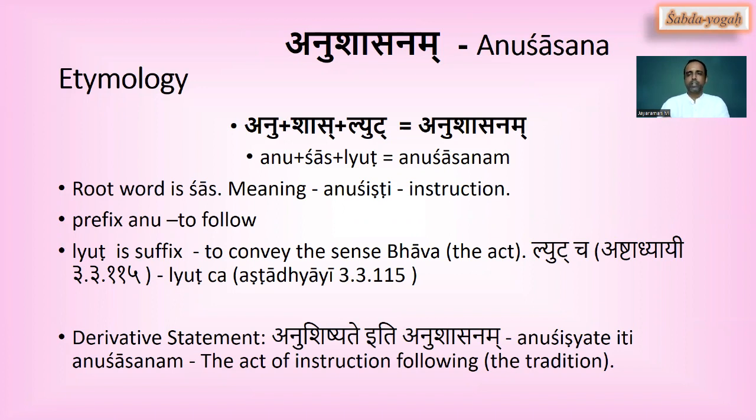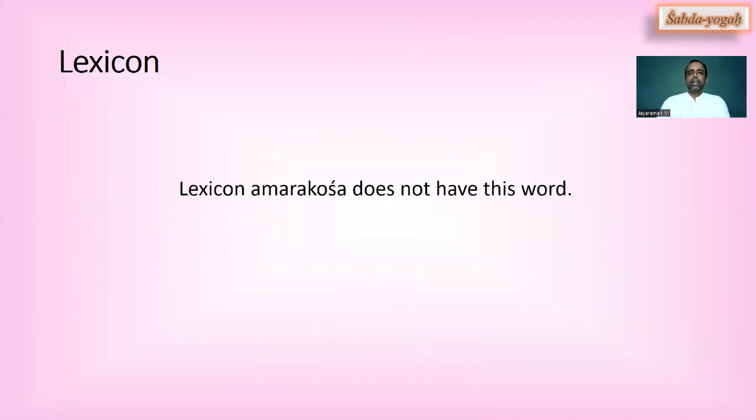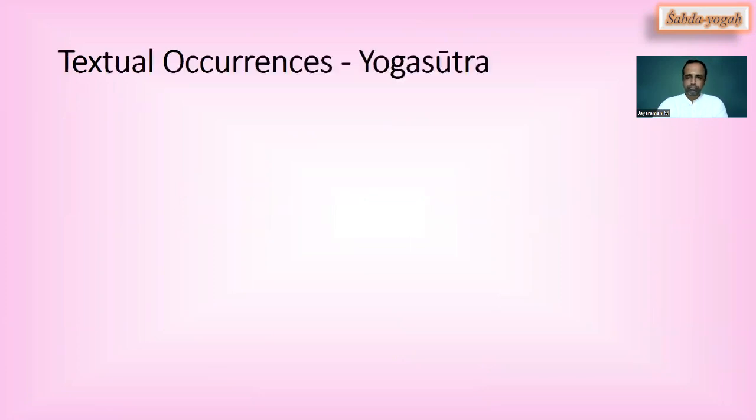Anushishyate iti Anushasanam, the act of instruction following the tradition. That is the meaning that the etymology gives us. So this is the first component. But there are no lexical entries for the term Anushasanam; especially in Amarakosha, we do not have this word.